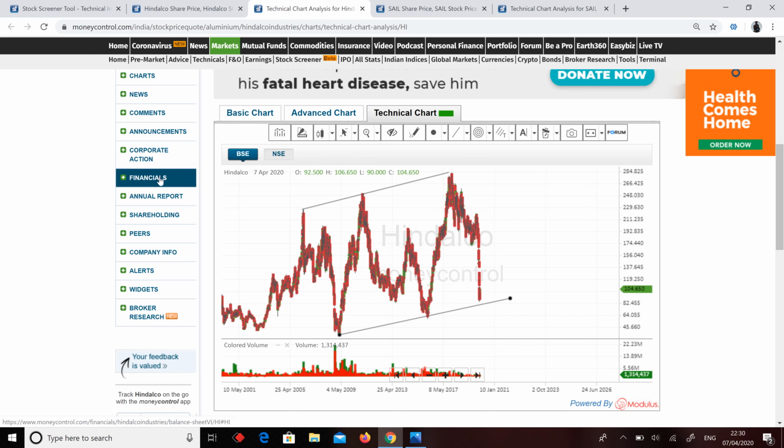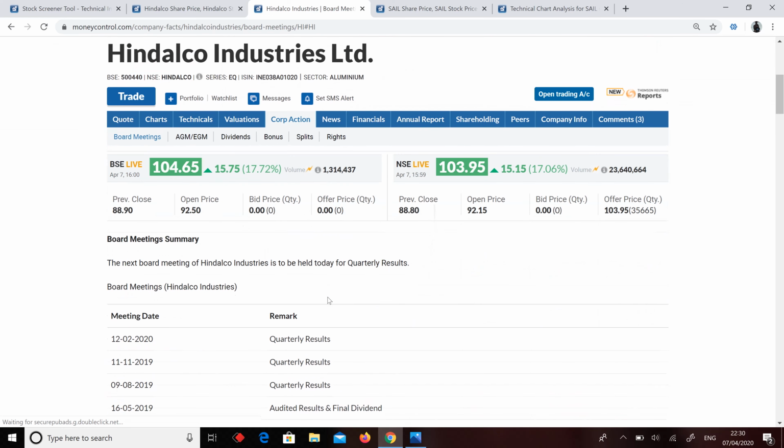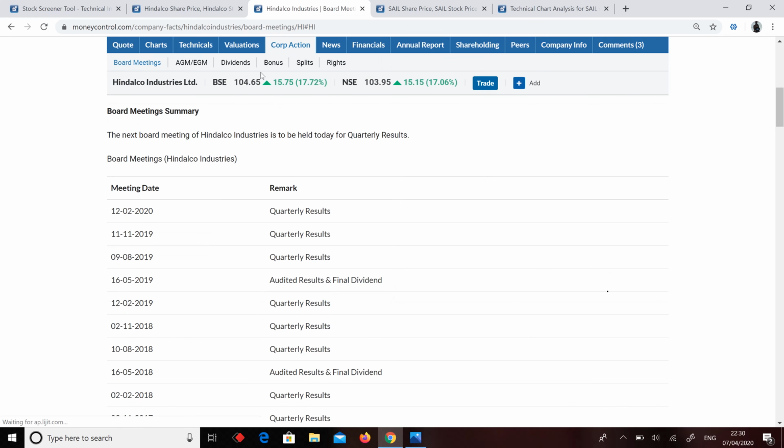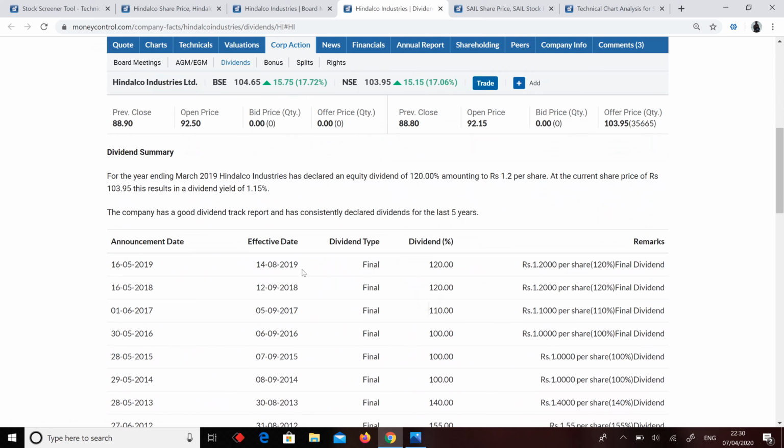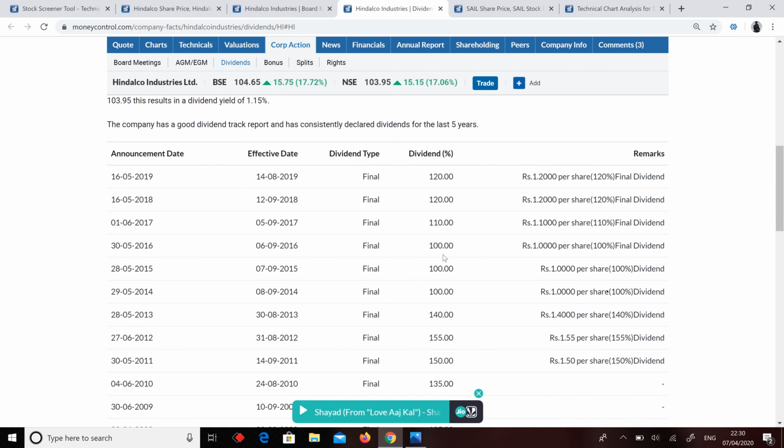Further, you can go here, you can check the financials as well. Let's say for example, we go to corporate actions. Here there is an option for board meetings, AGM, dividends. If we check the dividend history for Hindalco, we would find that the company is giving a dividend every year, and that would be effective in August or most probably September. This is called a dividend policy.